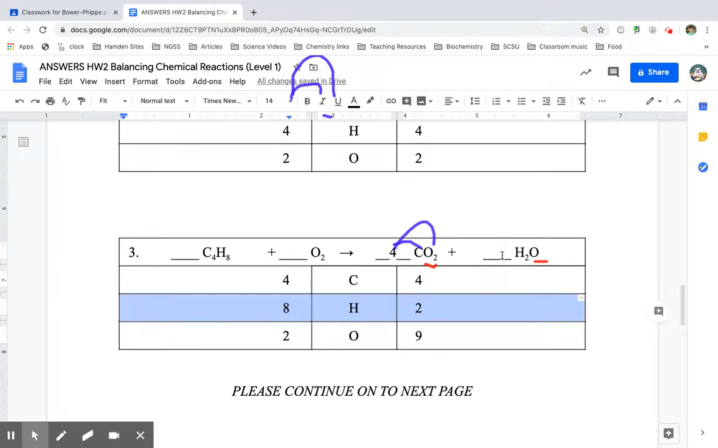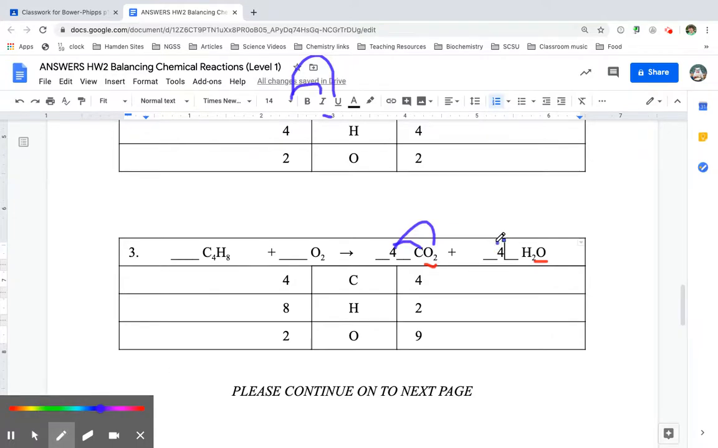I want to have 8. To get 8, 2 times what gives me 8? 2 times 4 gives me 8. But remember, this 4 distributes through. 4 times 2 is 8 hydrogens, but it also changes my oxygens. So 4 times 2 gives me 8 hydrogens, and my oxygens now I have 4 times 1, because there's just 1 oxygen, so 4 plus 4 times 2 was 8.